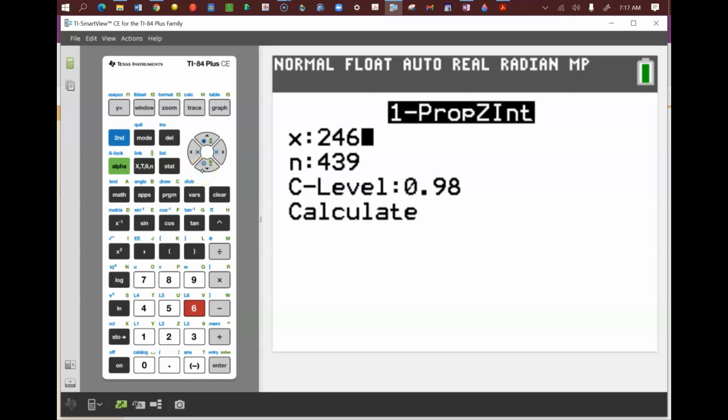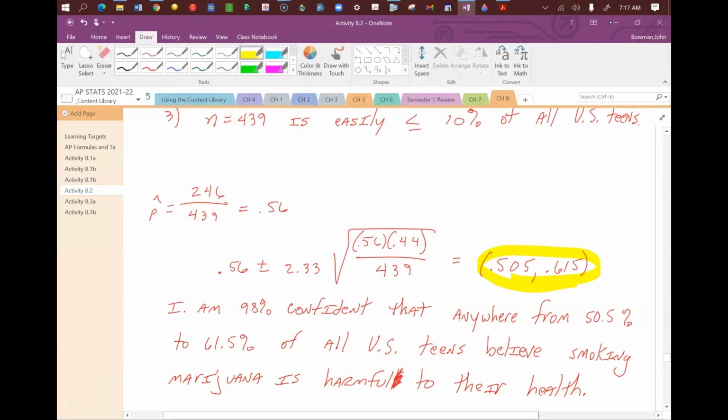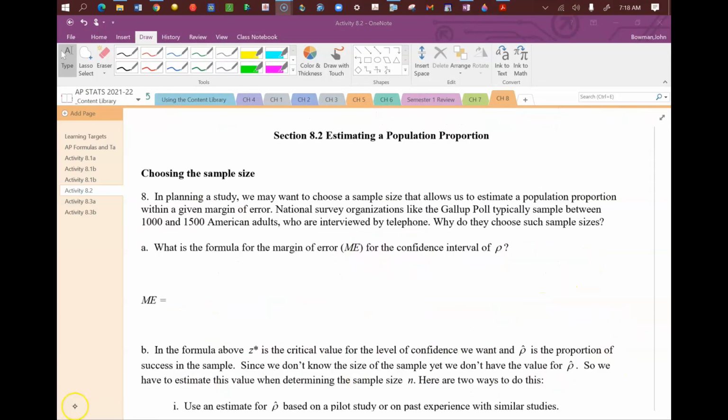So that's my advice on using the calculator. Please use it to do the calculations, but you still need to show all your work. We are going to wrap up this video by calculating the necessary sample size for a particular margin of error.